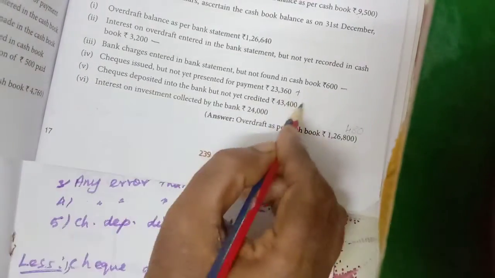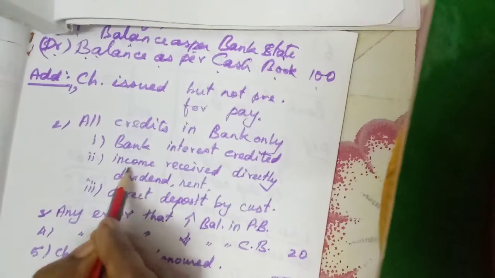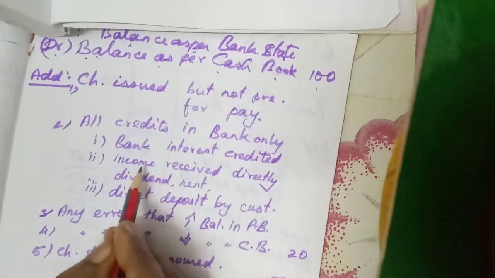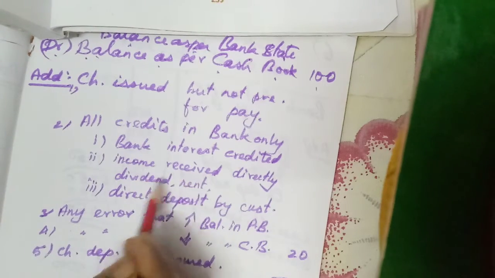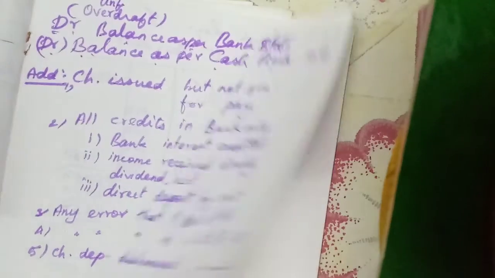Then check deposited we should deduct. Then interest on investment collected by the bank. Any credit, that income received, we need to add. Interest on investment received by the bank, we need to add. We will do it in the notebook. If you are very thorough, you can do it very easily, okay?